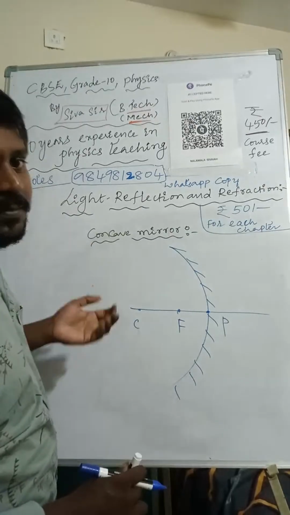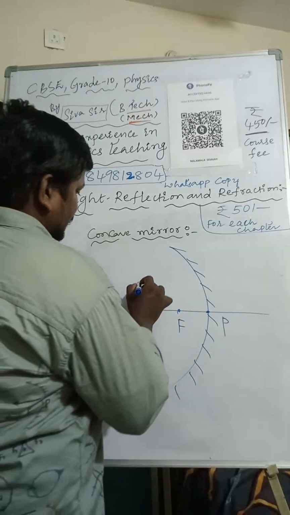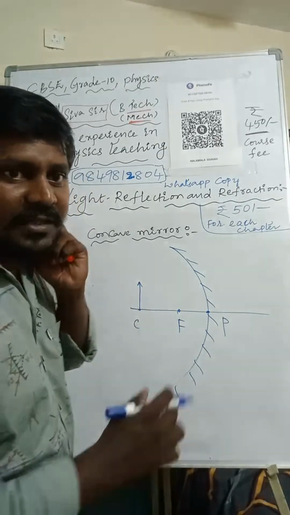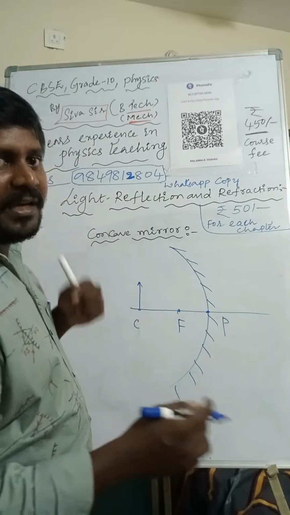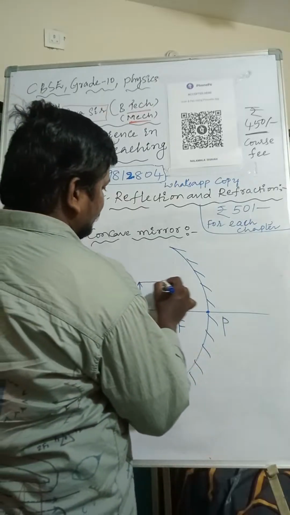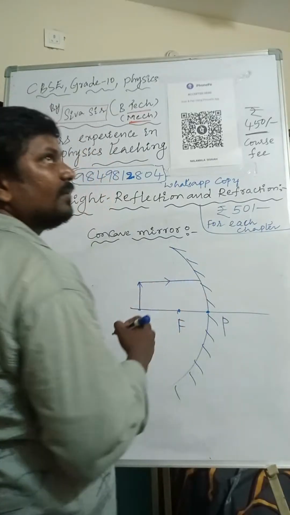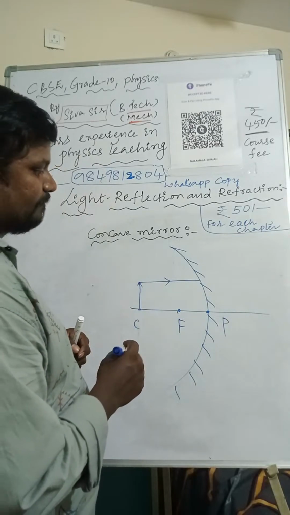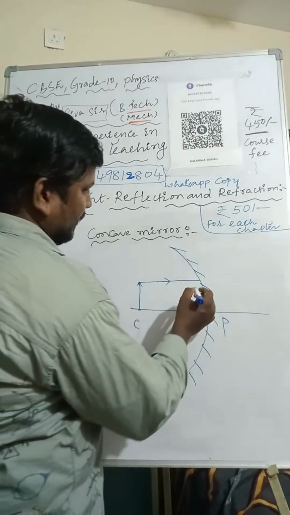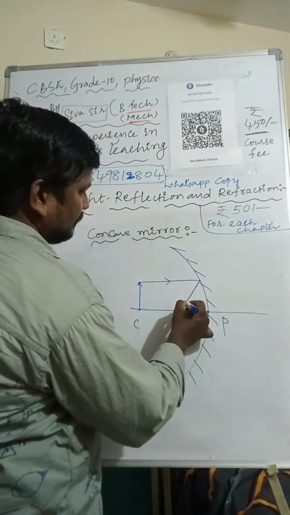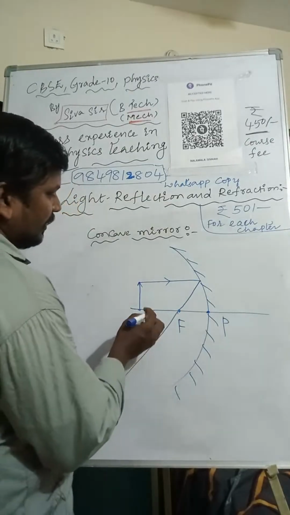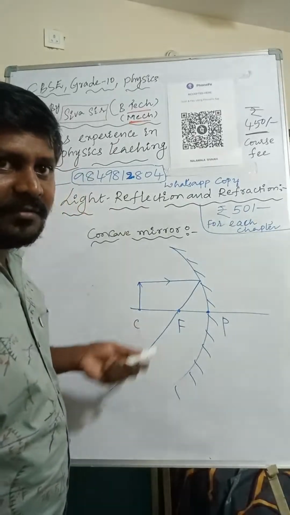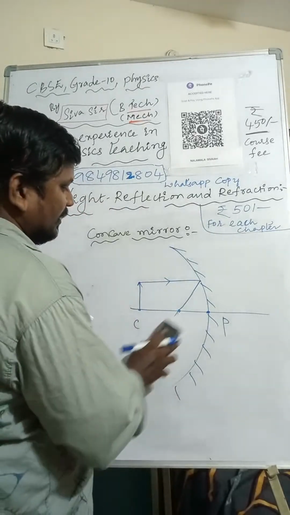So now I'm placing the object at center of curvature. So where will the image form? One light ray I'm taking like this. It passes through focus. Another light ray, it passes. So here image will form at C only.